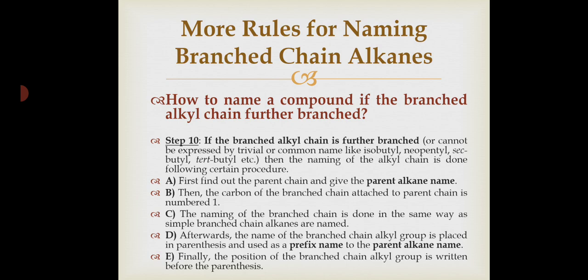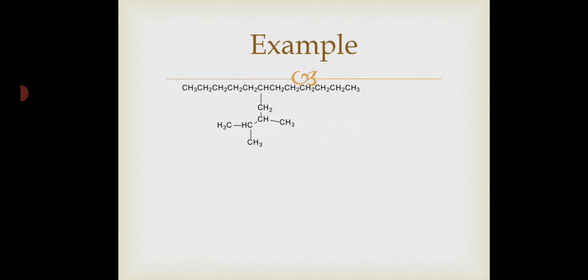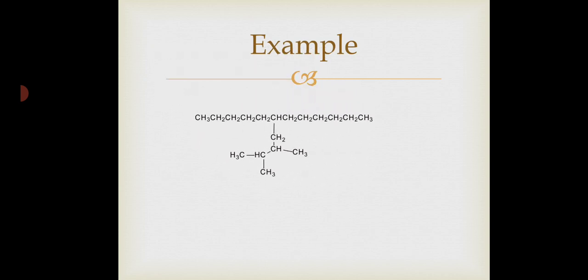You will again understand this better if I explain all of this with an example. Look at this molecule. See, the branch chain is further branched here. So here lies the problem. This is the straight chain and the branch chain is further branched here. So how to name this type of compound?